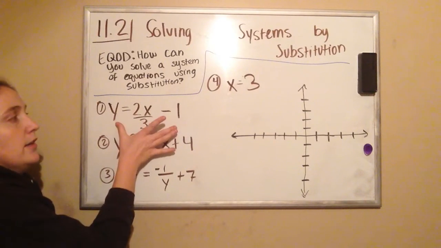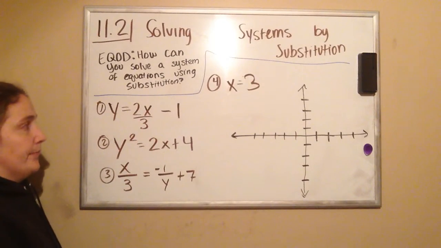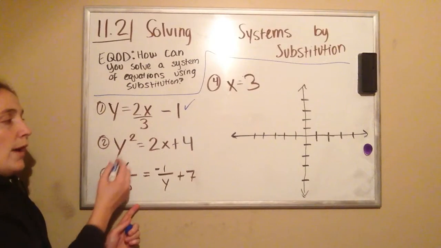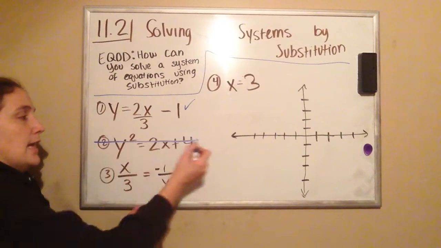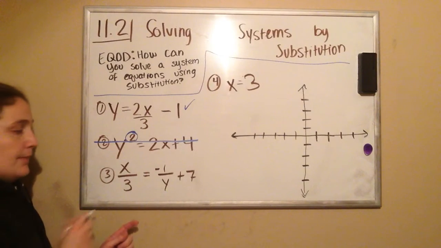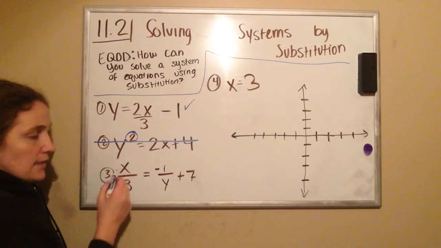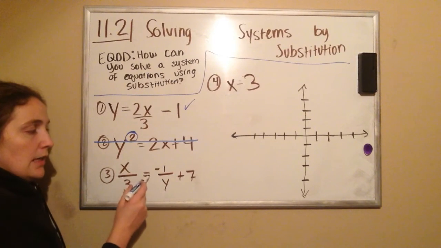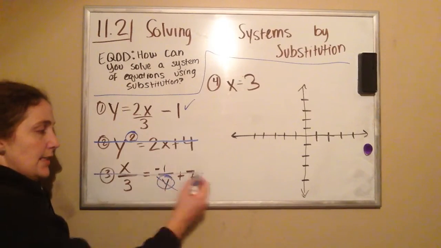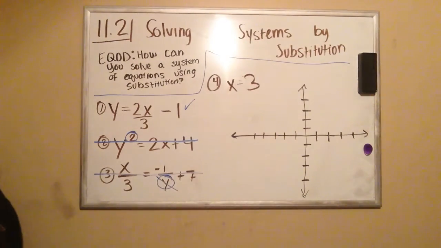So this one right here is already written in y equals mx plus b form. That's good. So 1's good. Okay, 2, y squared is equal to 2x plus 4. That's not linear. Why? Because that's squared. We can't have exponents. Okay, 3, x over 3, we're good so far. The x is in the numerator, no problem. Equals negative 1 over y. That y in the denominator is no good. So this is not linear. And then x is equal to 3. Nothing wrong with that. We're good there.